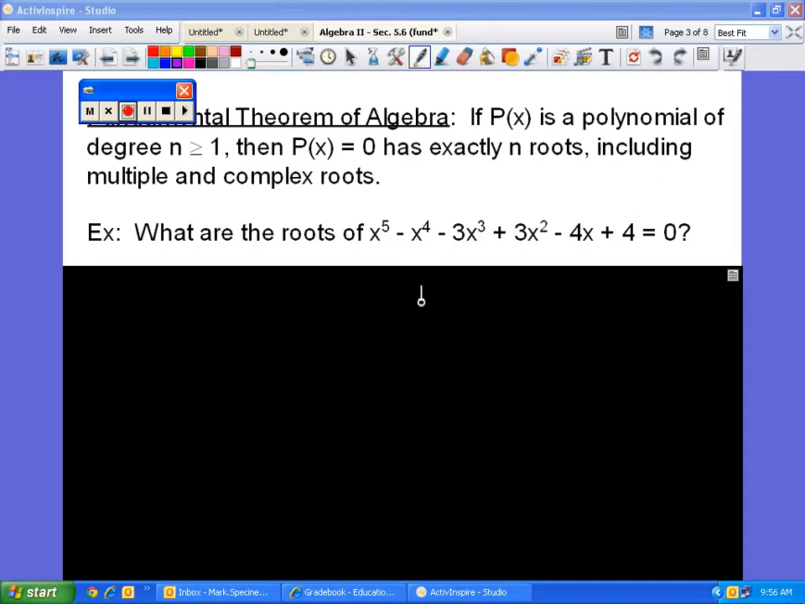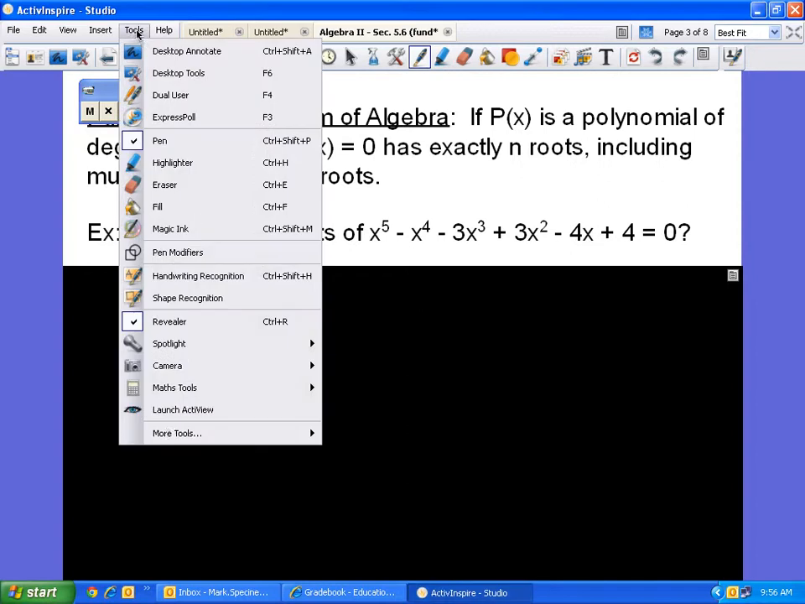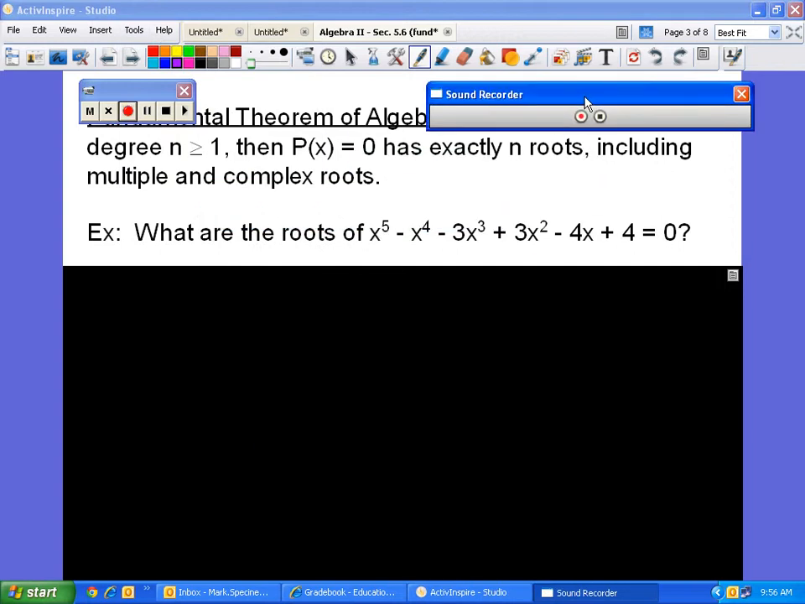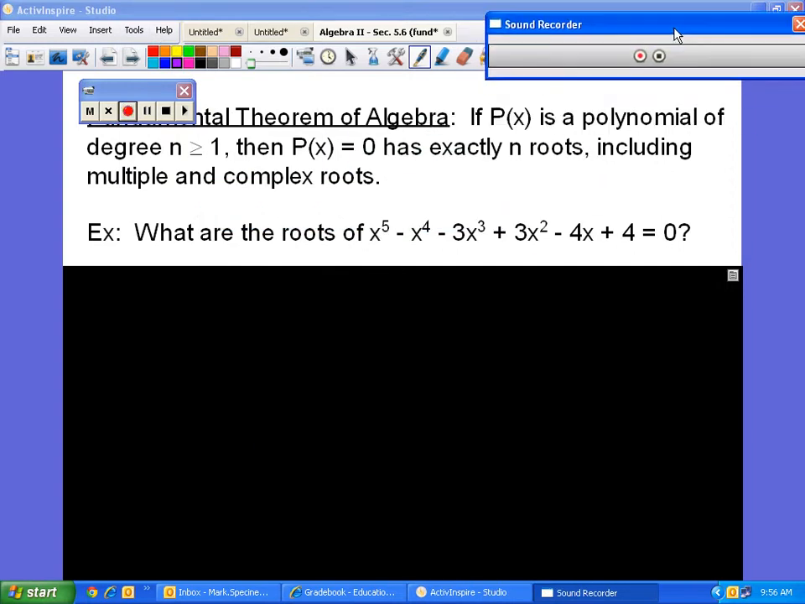Okay, so just to repeat for purposes of the recording. The fundamental theorem of algebra tells us, as long as my n value, my degree, is greater than or equal to 1, how many answers we're going to have. And again, it's going to be some combination of rational, irrational, or complex. Could be all rational, could be all complex. It's most likely going to be some combination of the two.